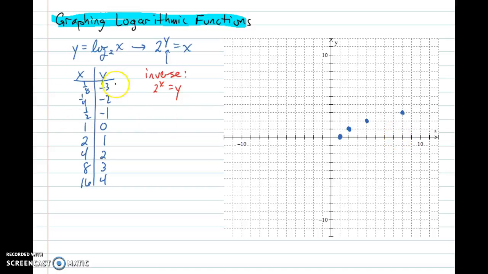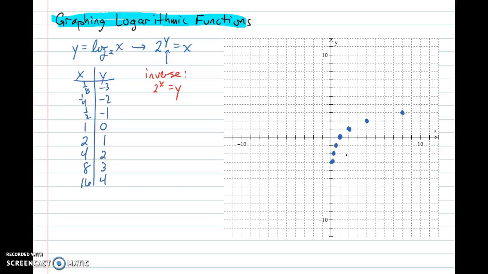Be careful how you plot these ones with fractional values of x. If x is 1/2, then y is going to be negative 1. When x is 1/4, so it's getting really close to the y-axis here, y is negative 2. And when x is 1/8, let's see, I'm just going to put it right there, almost on the axis. It's not quite on the axis.